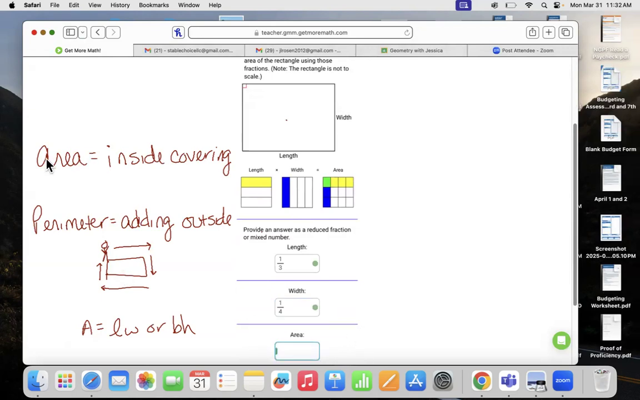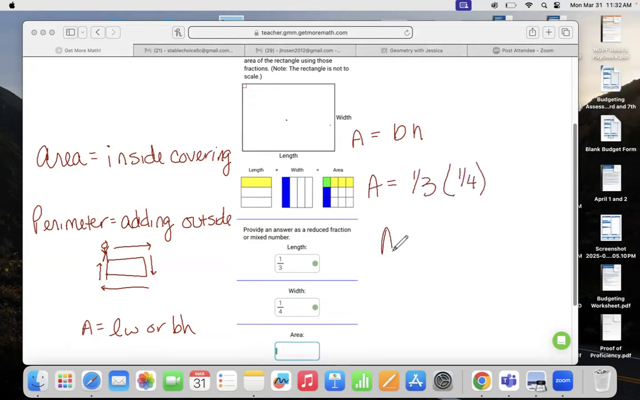Okay, so here we're basically saying, what is the area? Well, area is always base times height, which means we're doing 1/3 times 1/4. And if you know how to multiply fractions, you multiply straight across, that gets me 1/12, right?